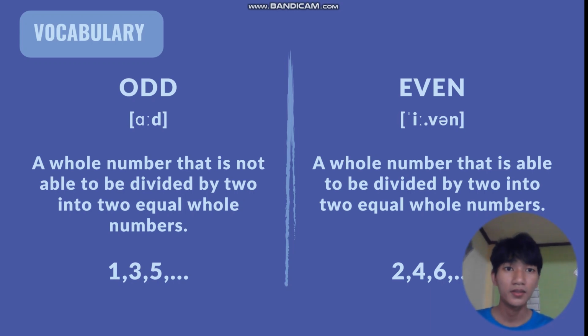And the right side is the word even. Even is a whole number that is able to be divided by 2 into two equal whole numbers. In bahasa, we can say this bilangan genap, and for example 2, 4, 6, and other numbers.